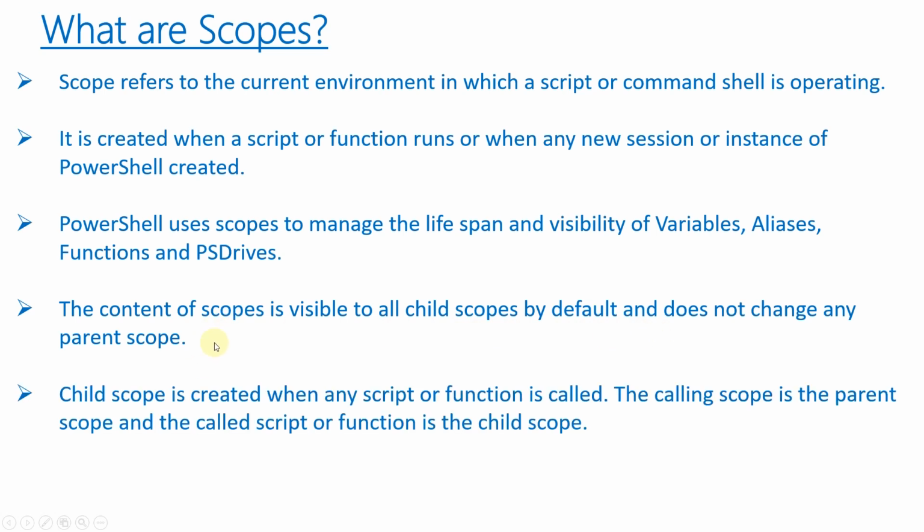And how are child scopes created? Child scopes are created when any new script or function is called. While calling the script or function, the calling scope will be called the parent scope, and the scope or function which is called by the parent scope will be called the child scope.